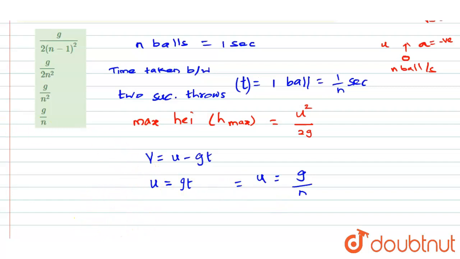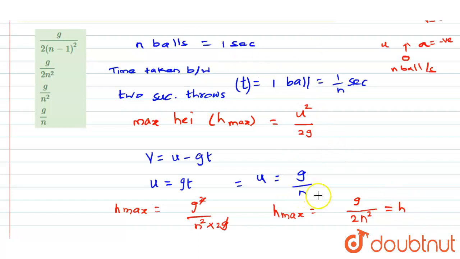So maximum height h max equals u square by 2g. In the value of u square, u equals gT, so u square becomes g square T square, so g square by n square, into 2g. Here g and g get cancelled. So the remaining term, h max equals g by 2n square. This is in option 2. This is the maximum height.